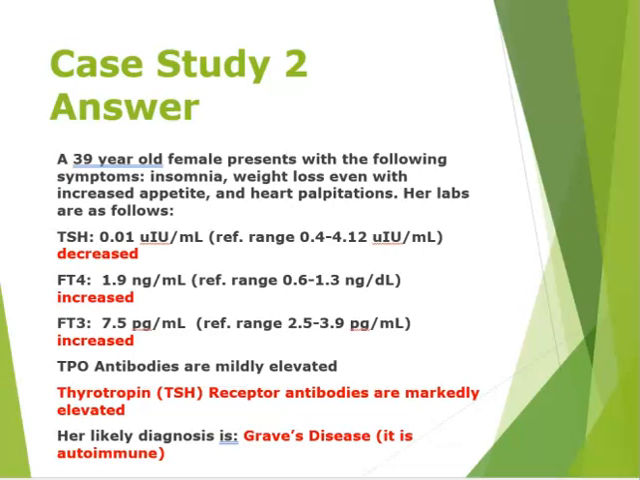So for our 39-year-old female, the TSH is decreased, the free T4 is increased, the free T3 is also increased. We already knew the TPO antibodies were elevated. And what is her likely diagnosis? Well, she probably has Graves' disease, and it is an autoimmune disease.